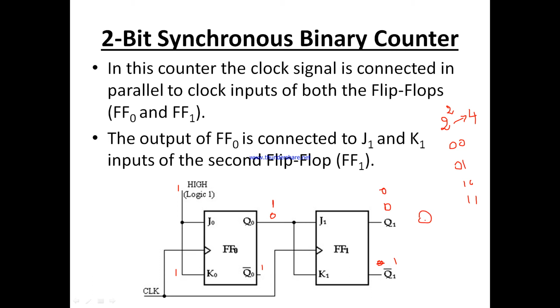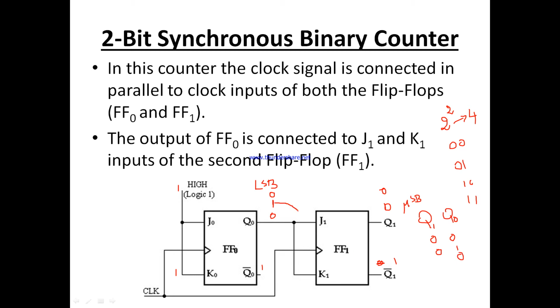Here the outputs are Q1 Q0, where Q1 is the MSB and Q0 is the LSB. Initially the output is 0 0, now it becomes 0 1, that is, Q1 is 0 and Q0 is 1. Now again the input is 1 1. The previous output of Q0 is 1, so it will be complemented and Q0 becomes 0.